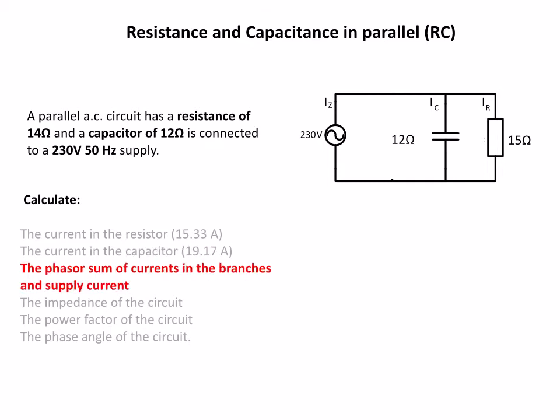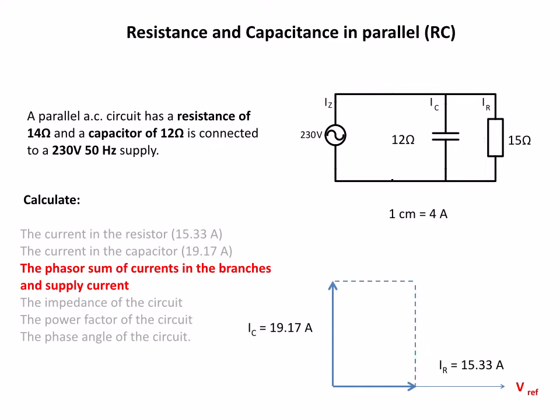The phasor sum, we're going to draw the reference as the voltage again, because the voltage is constant in a parallel circuit. I'm going to use the scale of 1 centimeter to equal 4 amps. Here's our resistive current in phase with the voltage, 15.33 amps, and our capacitive current, which leads the voltage, 19.17 amps. Make the parallelogram, find the resultant, and I get 24 amps graphically.